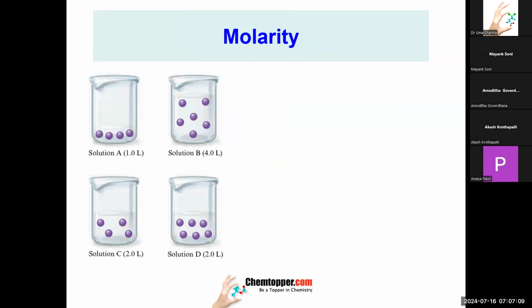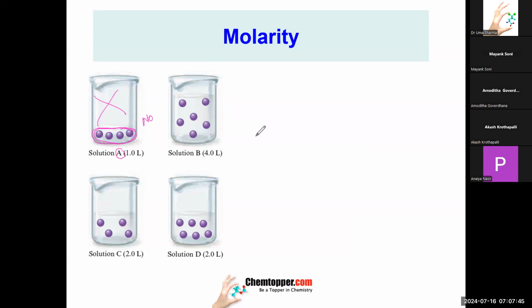Molarity we have already done in the last class. So what is molarity, children? Molarity means moles per liter. Yes. So can you calculate the molarity of A solution? Is A a solution? Can you see how they are settled down at the bottom? Is it soluble? No. So you cannot calculate the molarity of A, right?